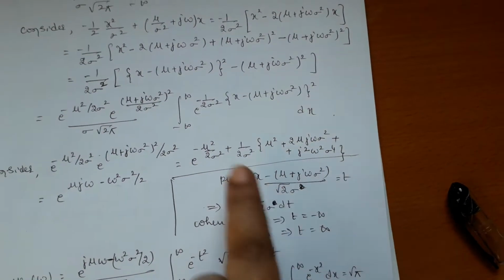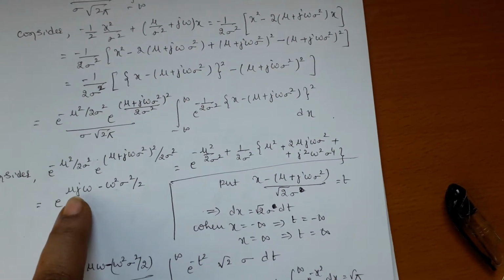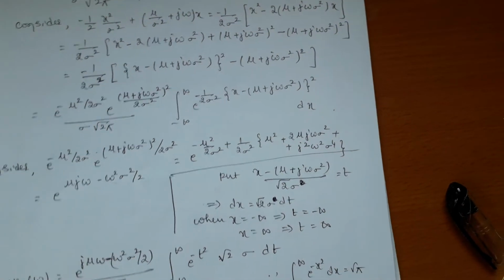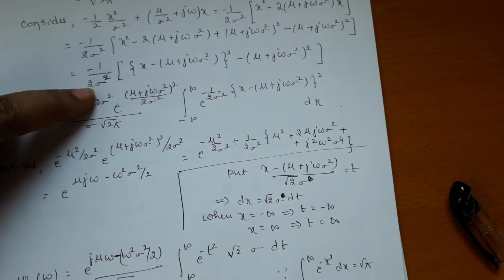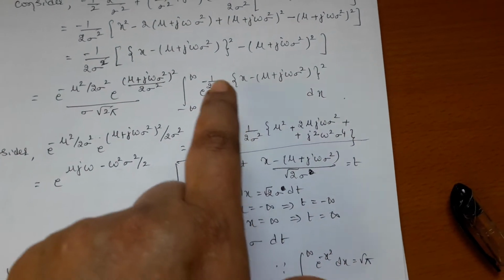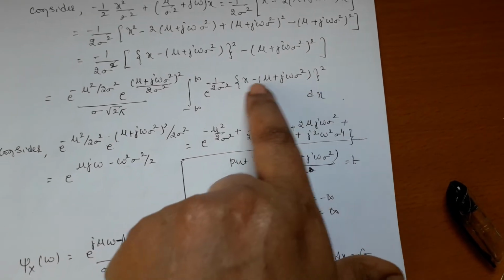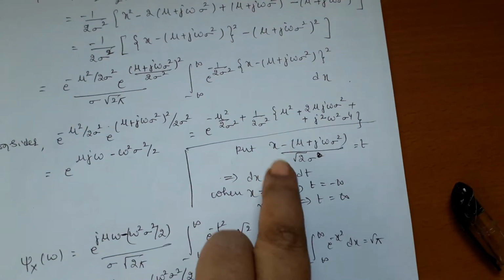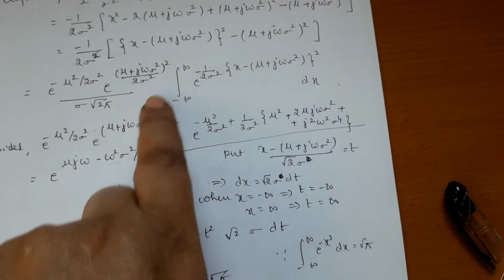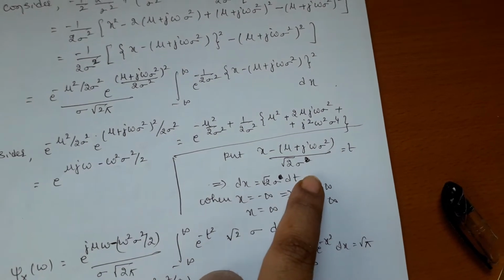You simplify that. Once you take it inside and simplify, we get e power of mu j omega minus omega square sigma square by 2. Now I have to substitute here. Before substituting, again I have to convert this to e power of minus t square. Therefore, I'll take 2 sigma square inside the square, root 2 into sigma inside, a by b whole square. What's the substitution? x minus of mu plus j omega sigma square, divided by root 2 into sigma, equal to t. What is dx? It is root 2 into sigma into dt.